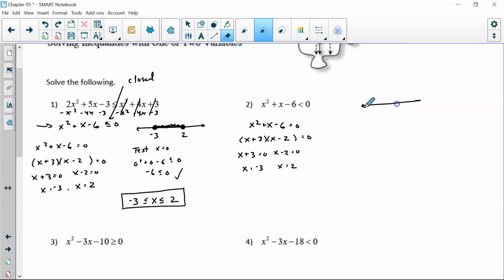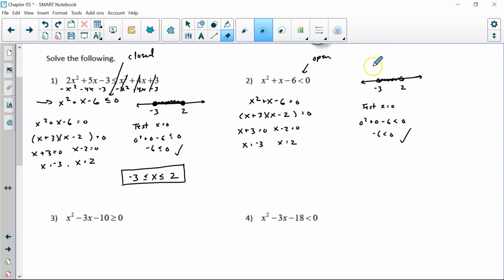Now we're going to come back to the inequality. Negative 3 and 2 on the number line. Now this time we have just a less than, so it's going to be an open dot. We're not going to include this in our solutions. Pick a point in between. I like using 0 if I can. And we'll go into the inequality. 0 squared plus 0 minus 6 is less than 0. So negative 6 is less than 0. That's a true statement, which means our shading is going to be in between those two.